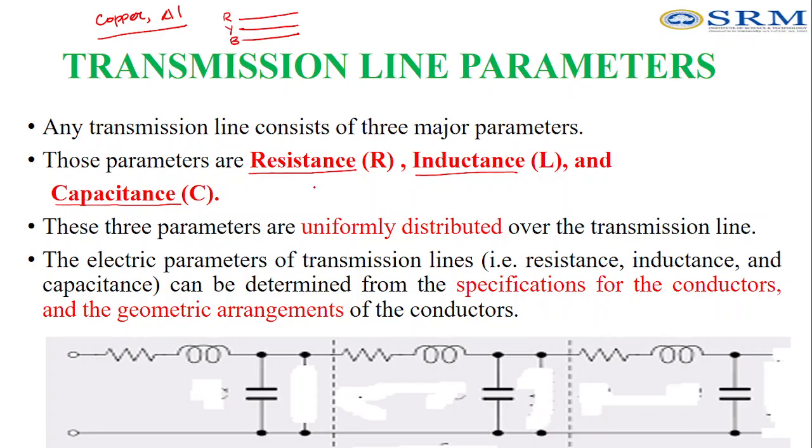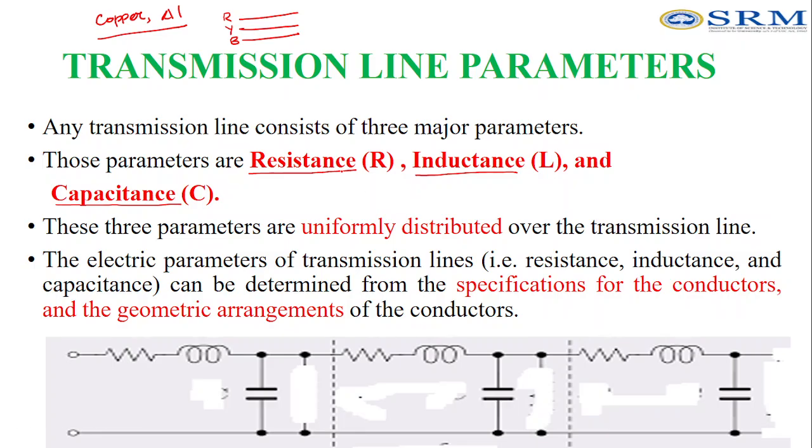So all these three parameters are available in the conductor. If you take copper, you can find RLC. If you take aluminum, again you can find RLC. And all these three parameters, resistance, inductance and capacitance, are uniformly distributed over the transmission line. Okay. So when you measure the resistance value, inductance value and capacitance value, those values are uniformly distributed from starting point to end point.